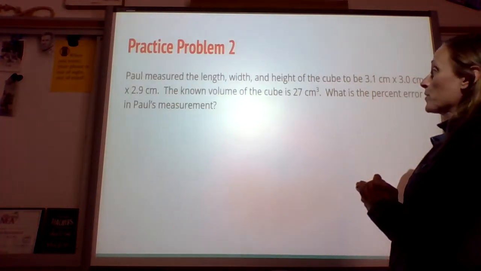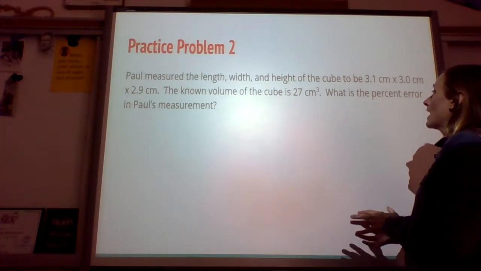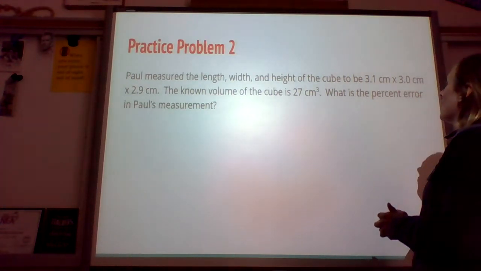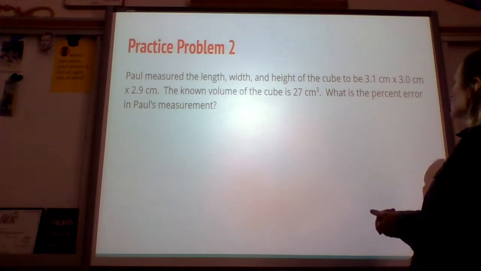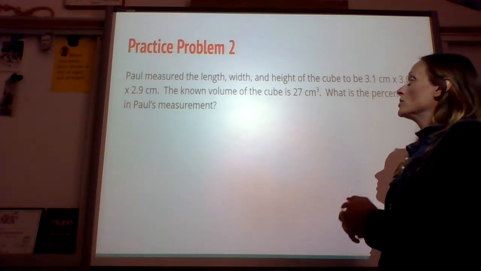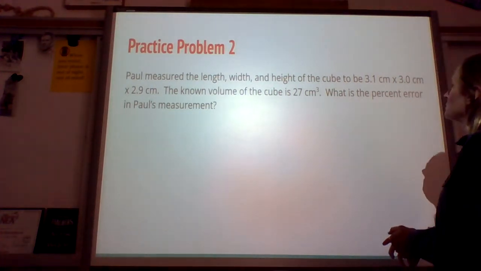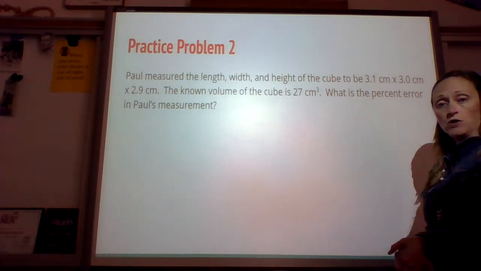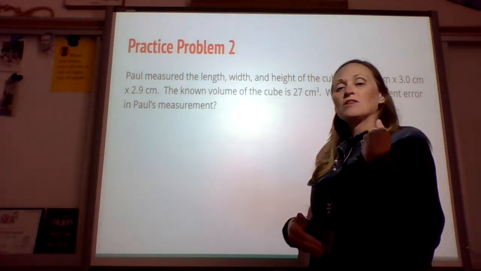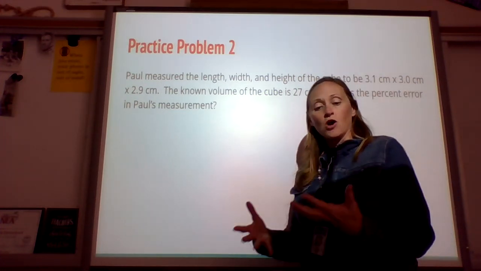Okay, our next practice problem: Paul measured the length, width, and height of a cube, and they were 3.1 centimeters by 3 centimeters by 2.9 centimeters. The known volume of the cube is 27 centimeters cubed. What is the percent error in Paul's measurement? Well, before we can actually plug in and solve this particular problem, we have to calculate our value.